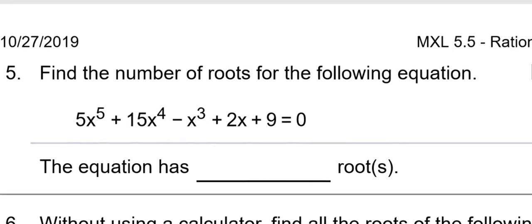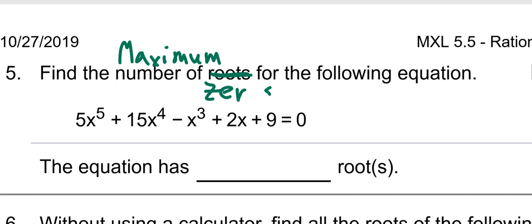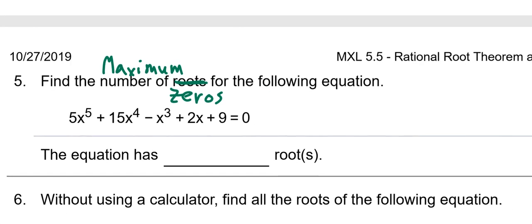Okay, question 5 says, I'm going to modify it a little bit. Find the maximum number of roots. Instead of using the word roots, we'll call them zeros. It's the same concept, or similar concept, I should say. Remember when we did the end behavior, we used words like up and down? This goes back to your section 5.1 notes. I think it's 5.1. I'd have to look at a copy here.